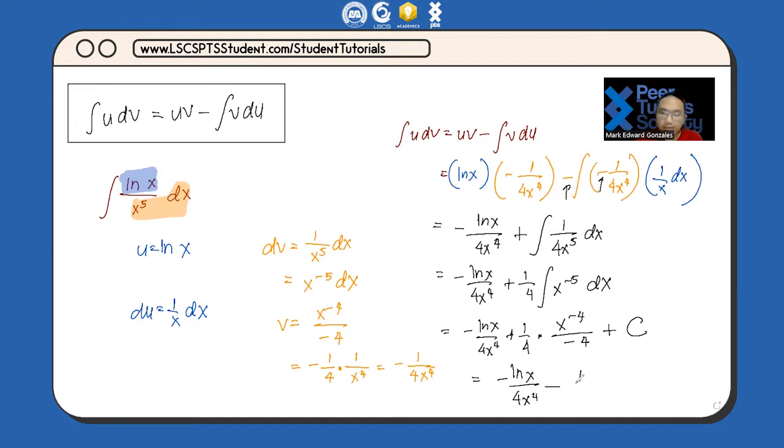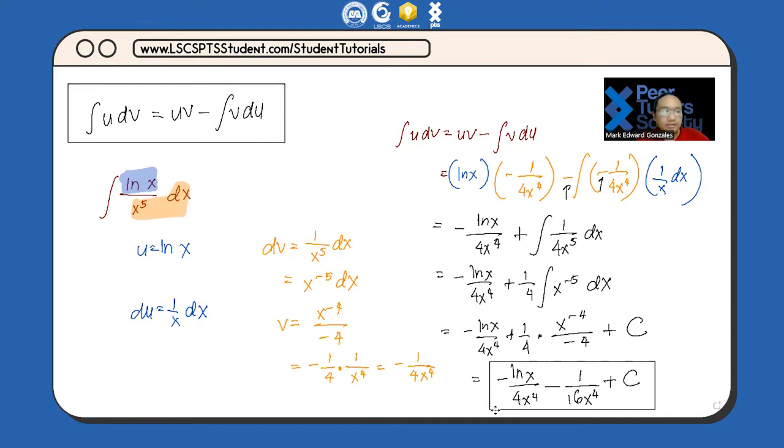It will be a negative 1 over 16. This x raised to negative 4 becomes 1 over x raised to 4. They're equivalent. So it goes here to the denominator, but with a positive exponent this time, plus c. So this one involves some manipulation via the laws of exponents. So again, the final answer will be negative ln x over 4x raised to 4 minus 1 over 16x raised to 4 plus the constant of integration.